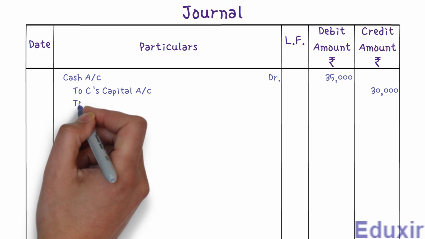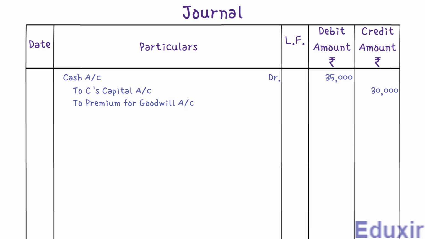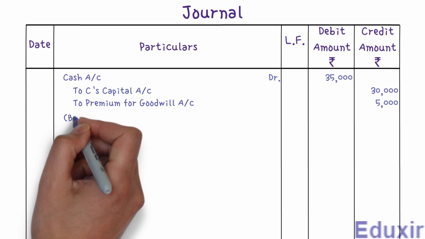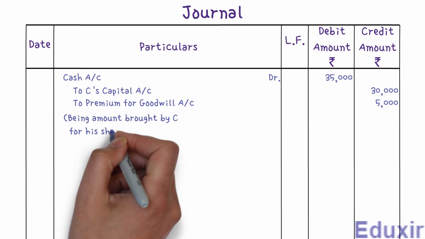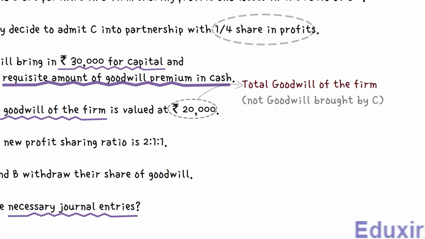Let us then write premium for goodwill account as the next credit entry. Let us then write the credit amount of 5,000 rupees into the credit amount column. Let us then write the description or narration of this transaction as being amount brought by C for his share of capital and goodwill. Let us then draw a line to mark the completion of journalizing of this transaction. With that, we have completed the journalizing of this transaction. Let us now consider the next step in the problem.